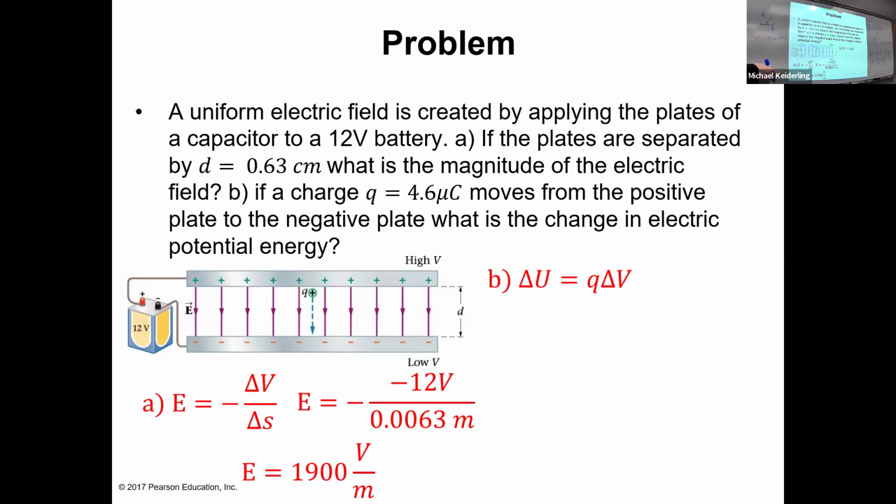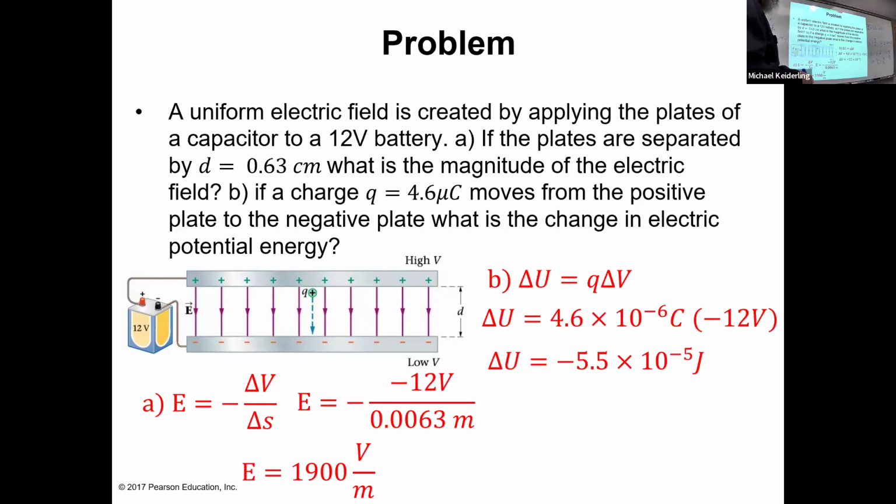And the change in potential energy is charge times change in voltage. So that'll be 4.6 microcoulombs, so 4.6 times 10 to the minus 6 coulombs times minus 12 volts, which is minus 5.5 times 10 to the minus 5 joules. That change is going to be negative because it's going from high voltage to low voltage. So it is losing potential energy. Again, it's like rolling downhill.